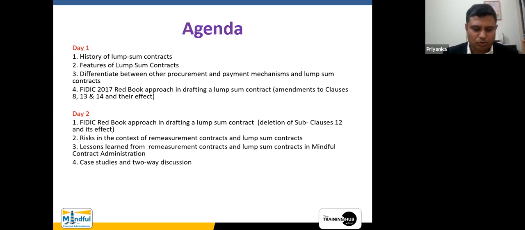And once we go on, you will understand what I am saying here, right? And then the fourth one, the FIDIC 2017 Red Book approach in drafting a lump sum contract. As we all know, there are particular conditions of contract.